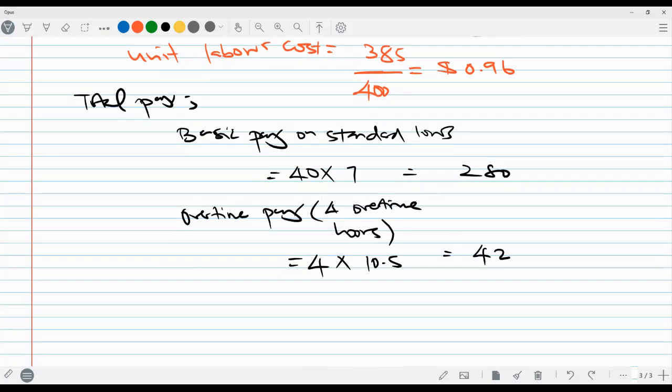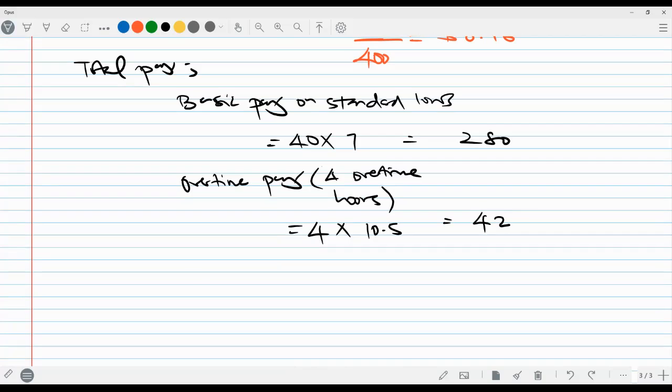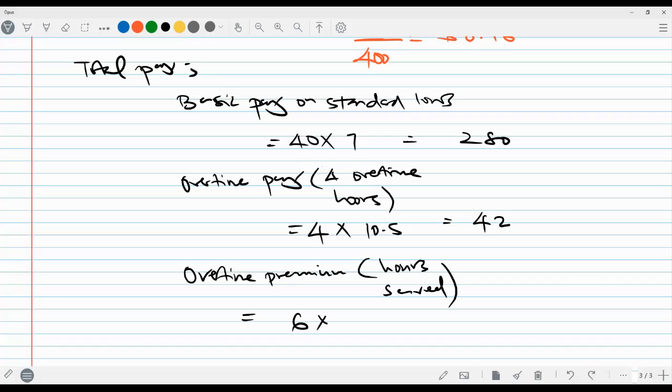Then we have the overtime premium for the hours saved. In the current scheme, the employee works 50 hours. If they implement the proposal, they work 44 hours. So how many hours have been saved? 6. Therefore 6 hours have been saved.